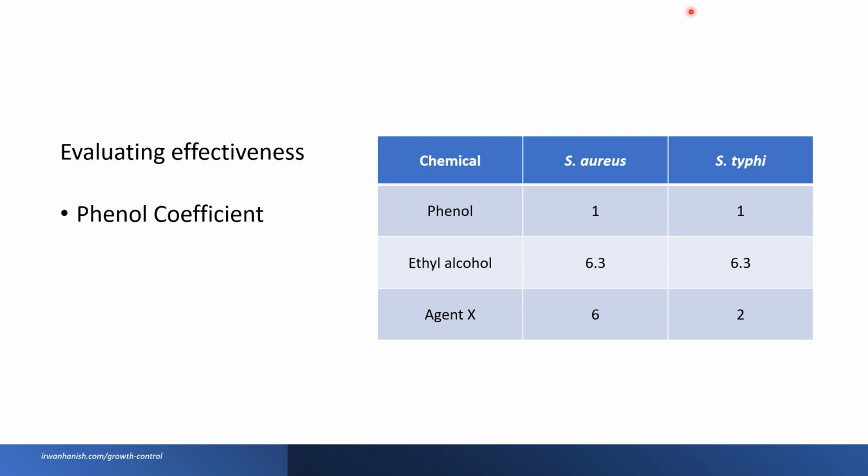So fine. And then you discovered another chemical agent and you want to replace ethyl alcohol with it because it's cheaper or whatever, safer. So if you can find out its phenol coefficient, you can compare its performance to ethyl alcohol. You might find that it's doing well against Staph aureus, so you can replace it to save cost. But you can't use it against Salmonella because you would need too much of it in order to achieve the same effectiveness. So that's an example of how you can use phenol coefficient.